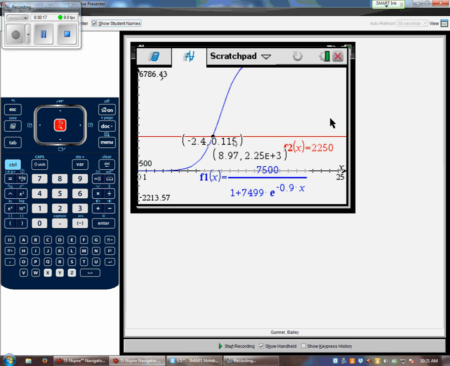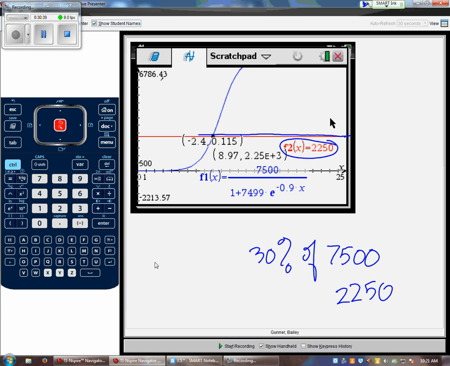Is that right? And then we wanted to find out when the school was going to cancel classes, so we had to take 30% of the student body, so 30% of 7,500, which was about 2,250. So we entered that line right here. This is that second function that you see here. It's just this horizontal line of 2,250, and then we did menu, analyze, and intersection, and we found that the intersection was right here at this ordered pair. No, that's not the ordered pair. Was it?